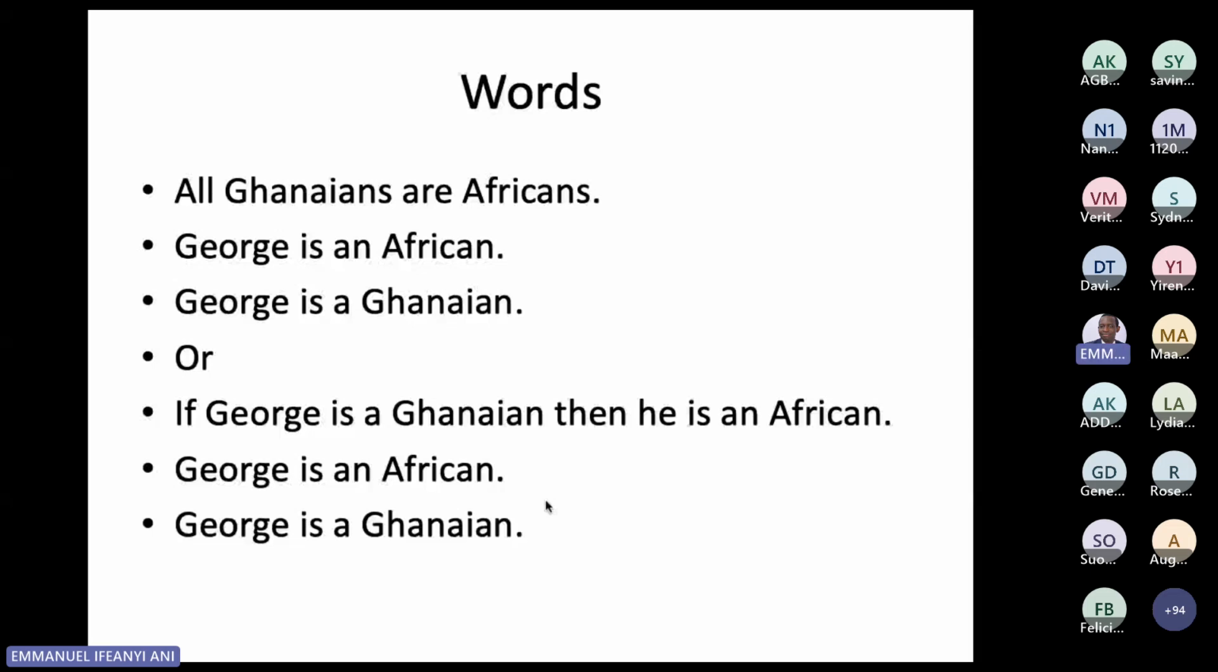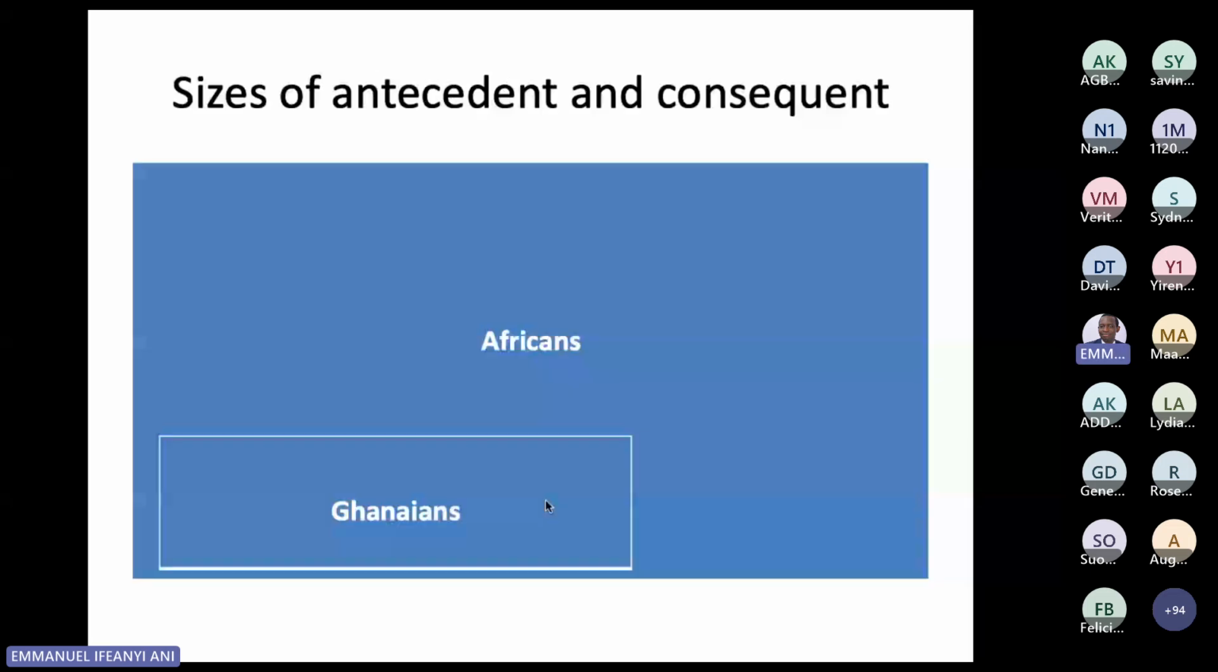Now, look at the box containing Africans, the African box, and the Ghanaian box. All Ghanaians are Africans, because you can see that the Ghanaian box is squarely inside the African box. If you say that George is not an African, then George is nowhere in the African box, so automatically he cannot be a Ghanaian, because everything in the Ghanaian box is inside the African box. So denying something of membership of the consequent denies it of membership of the antecedent.